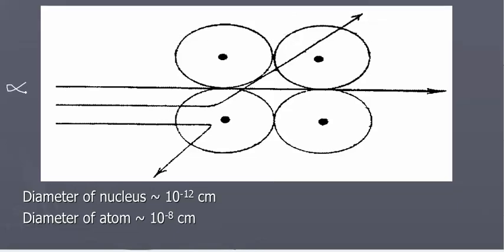Most of the alpha particles went straight through. But every now and then, those alpha particles, which are positive, hit the nucleus, and that's where you get the deflection. Because if a positive alpha hits the positive nucleus, that's where the deflection would occur. The diameter of the nucleus is 10^-12 centimeters. The diameter of an atom is 10^-8. The nucleus is very, very small compared to the rest of the atom.